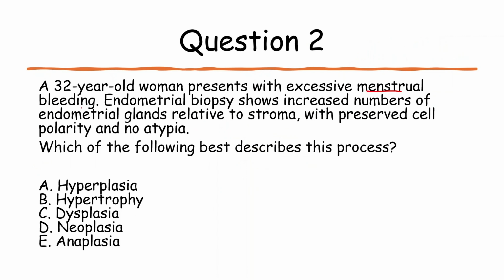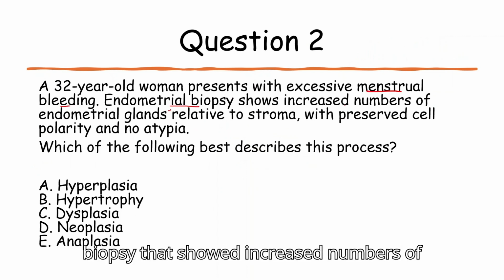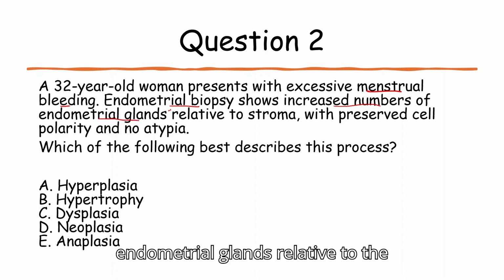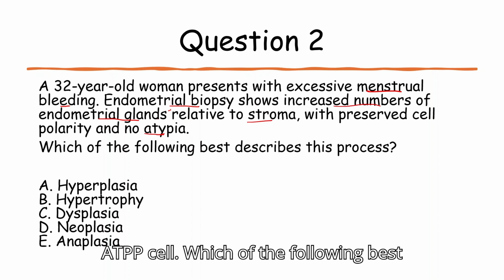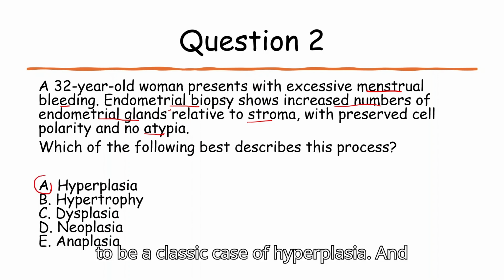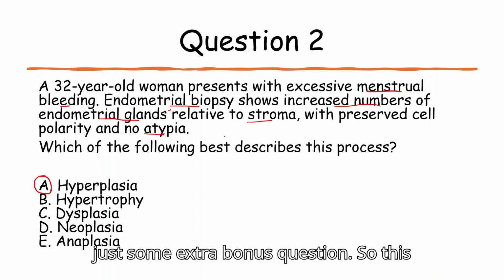Next question. A 32-year-old woman presents with excessive menstrual bleeding. So she comes with menstrual bleeding. We did an endometrial biopsy that showed increased numbers of endometrial glands relative to the stroma, preserved cell polarity, but no atypical cells. Which of the following best describes this process? So this is going to be a classic case of hyperplasia. And just some extra bonus questions.